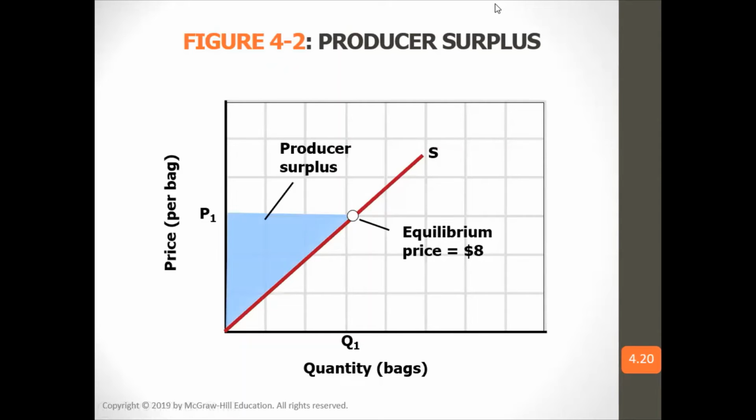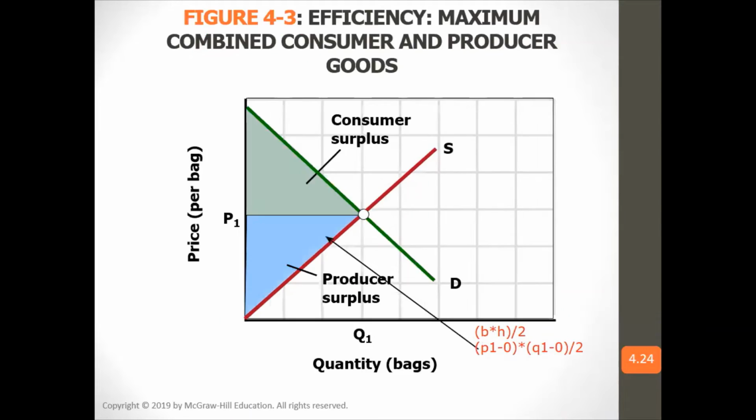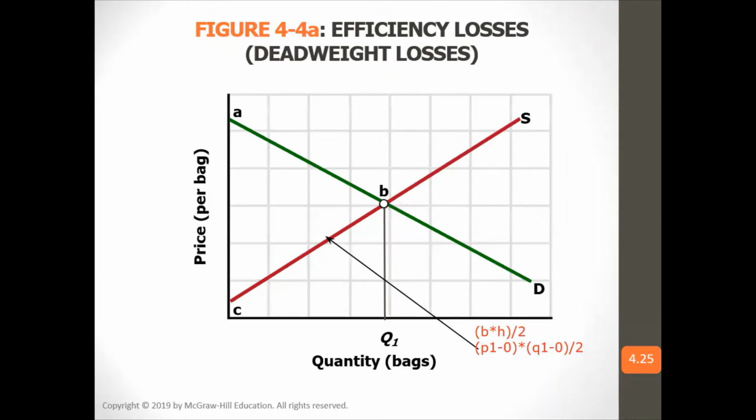And to calculate this, it's the same as consumer surplus. You just have to calculate the triangle area, and that's base times height divided by 2. So instead, we can do P1 minus 0 times Q1 minus 0 divided by 2. So that's how you do it. The price part times the Q1 part divided by 2. So consumer surplus, producer surplus.